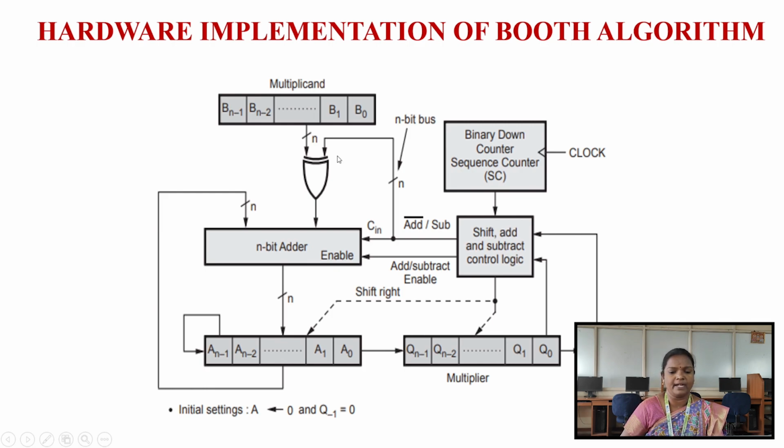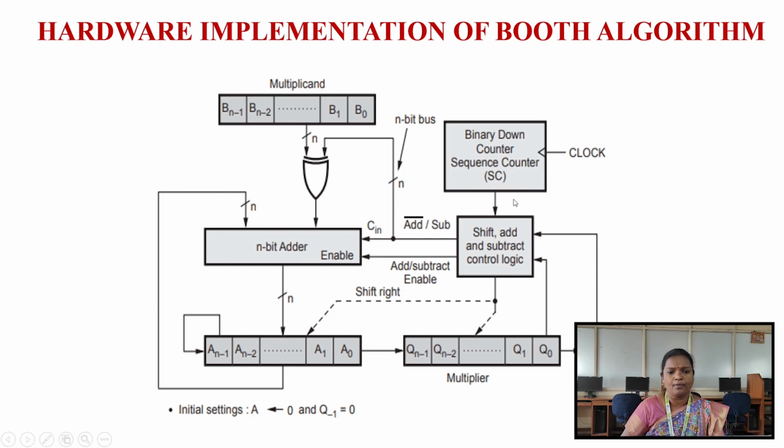Since Booth algorithm is a 2's complement multiplication, we use one XOR gate and an n-bit adder, and then we have a control logic. This control logic will produce the necessary control signals in order to check the condition and also to do the shifting operations. And then we have a sequence counter which is used to count the number of steps, so that when the count becomes 0, the multiplication process is going to end.